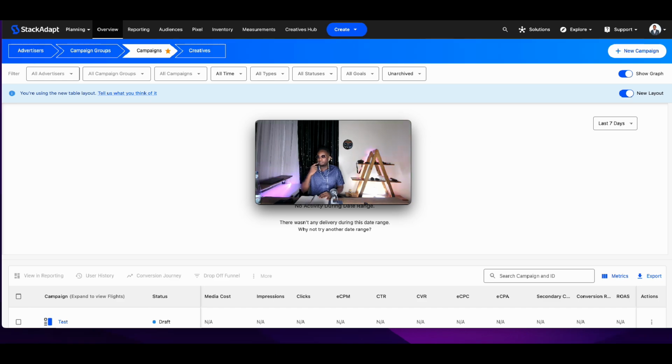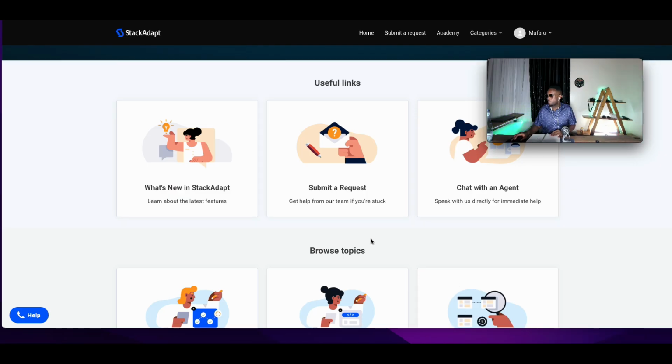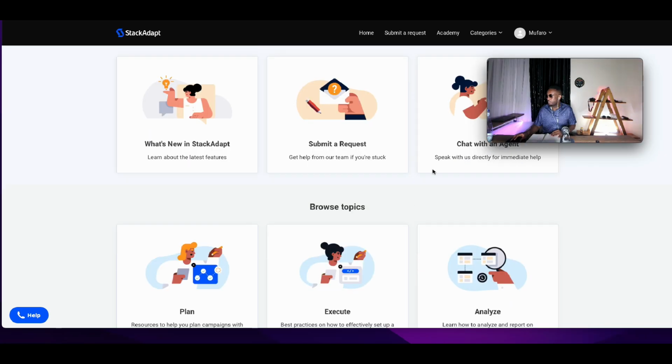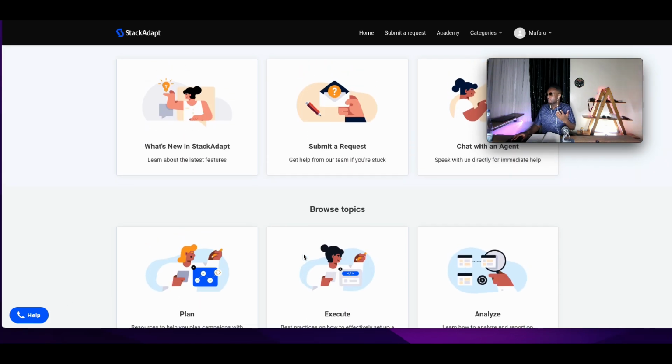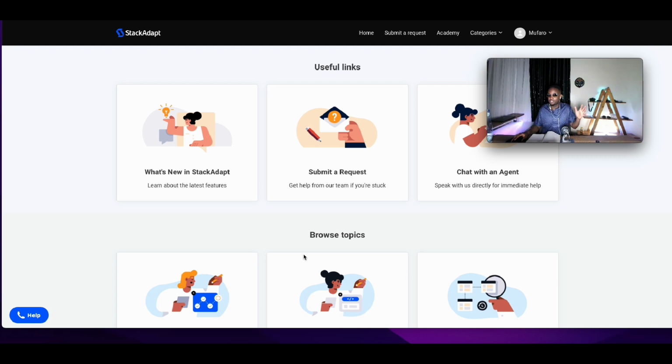Number 3, support. They have a support tab here, so it's easy to chat with the agent. Click on this one for help. It's easy to get in touch with somebody. I'm comparing this to the biggest DSP, DV360. Good luck getting support. Good luck, my friend. They'll put you through the ringer.